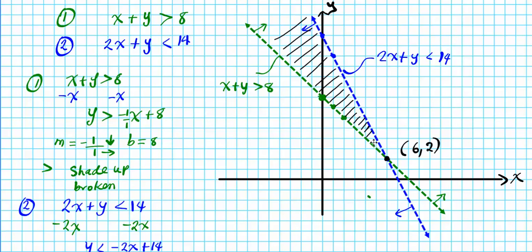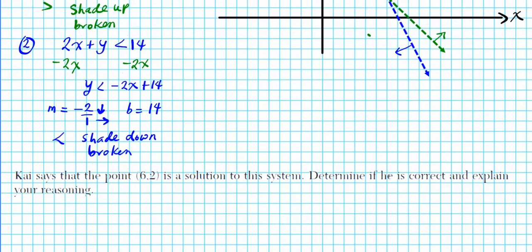So what do you think? Is he correct or is he wrong? Well, Kai is wrong. Why? Because these two lines are broken, which indicates exclusion. Okay? Any point that falls on the line must be excluded from the solution region because the lines are broken. So let's go ahead and write it down.